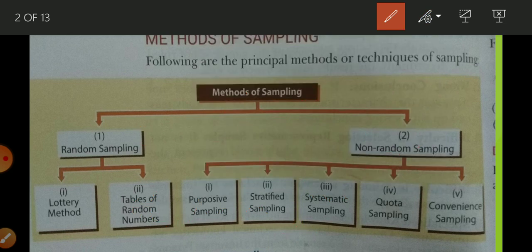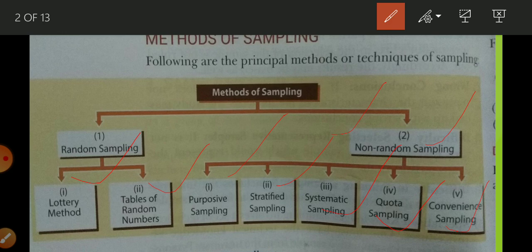So in that, we had learned about two methods, lottery method and tables of random sampling. Now in today's video, we are going to discuss what is non-random sampling, and within that there are total 5 methods: purposive sampling, stratified sampling, then systematic sampling, after that quota sampling, and then convenience sampling. In today's video, we are just going to cover two topics.